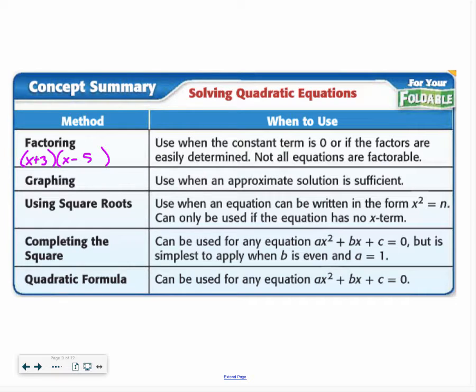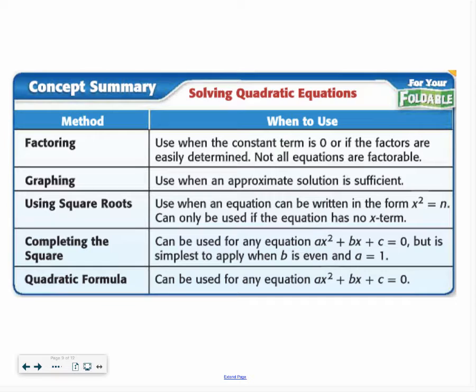So this, I would take a screenshot of, and it tells you the best method to use for each one. So factoring, use only when the constant term is 0, or if the factors are easily determined. Okay, graphing, use when an approximate solution is sufficient. Graphing is going to be the one you use the least, okay? Using square roots, use when an equation can be written in the form of x squared equals n. It can only be used if there's no x term, okay? So if you have an x squared but there's no just plain x.